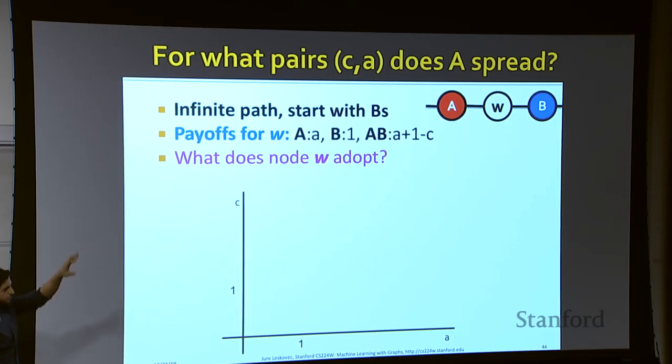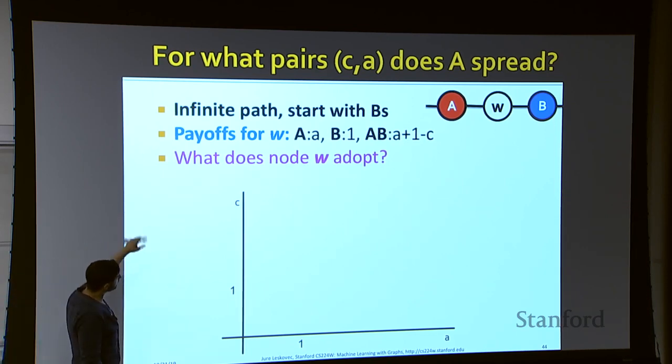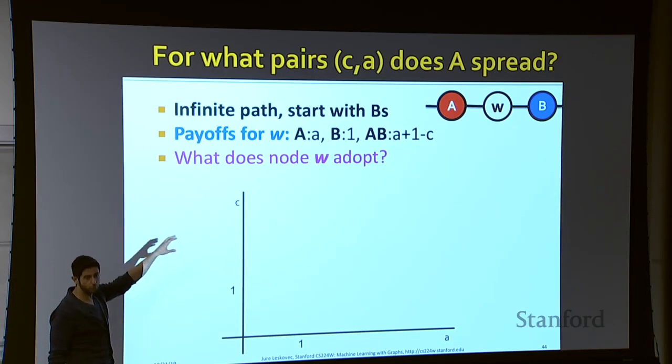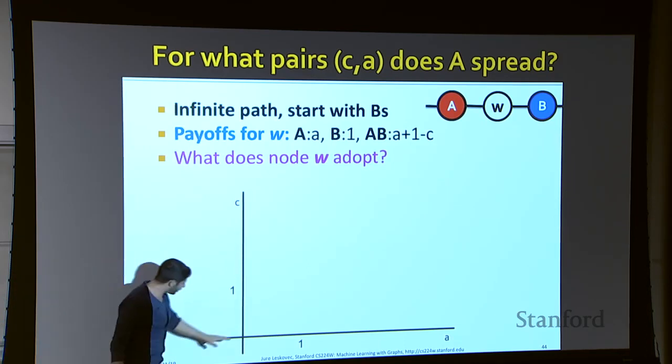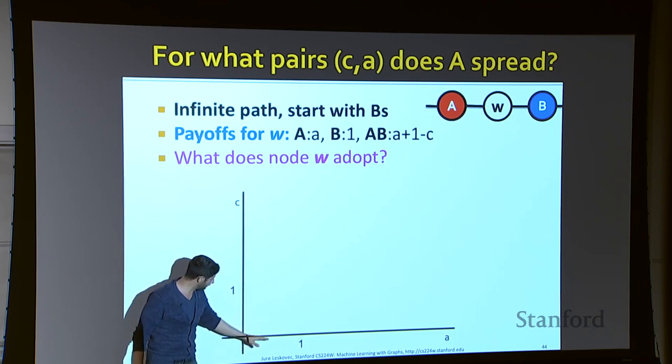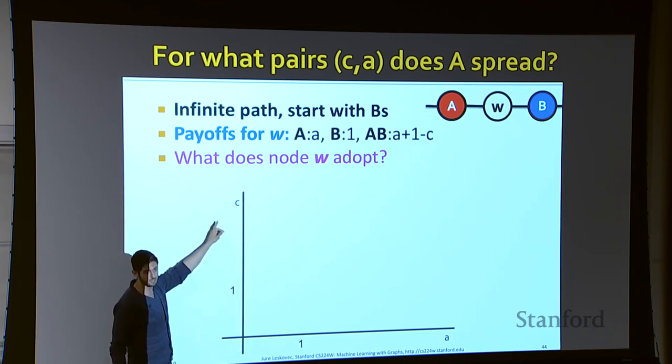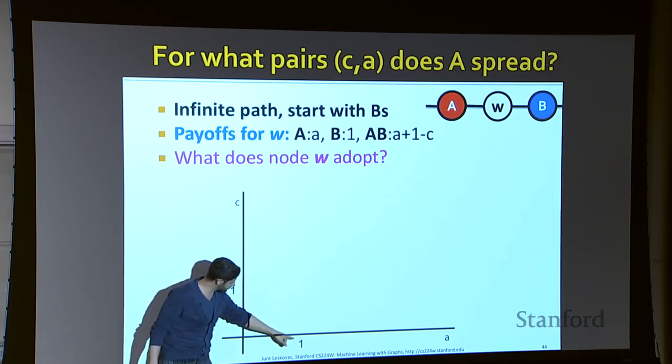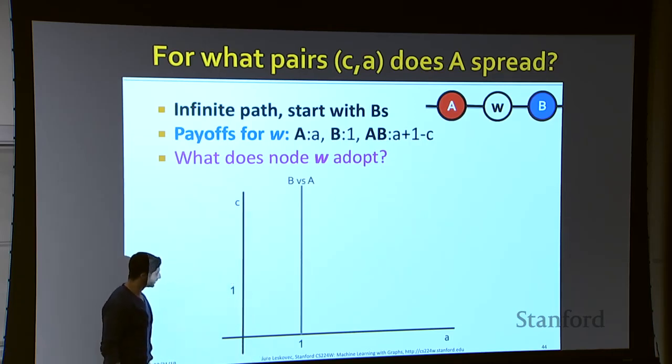So always keep your eyes on the top right so that you know which case we're studying. The payoffs, we clarified them already. Now, what does node W adopt in this case? On the x-axis, we have the A payoff, and on the y-axis, we have C as the cost. And these are the values for 1. So how are we going to solve this?